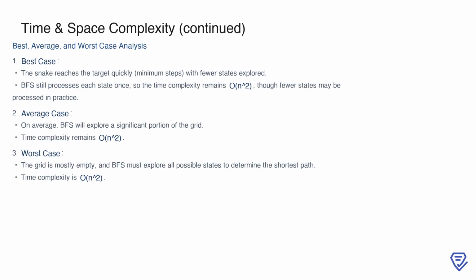Now, let's analyze the algorithm in terms of best, average, and worst-case scenarios. In the best case, the snake quickly reaches the target in the minimum number of steps, and fewer states are explored. However, BFS still guarantees that each state is processed only once, so the theoretical time complexity remains O(n²), even if fewer states are visited in practice. In the average case, BFS explores a significant portion of the grid as it searches for the shortest path. Here again, the time complexity remains O(n²). In the worst case, the grid is mostly empty, and BFS has to examine all possible states to determine the shortest path, which still results in a time complexity of O(n²).